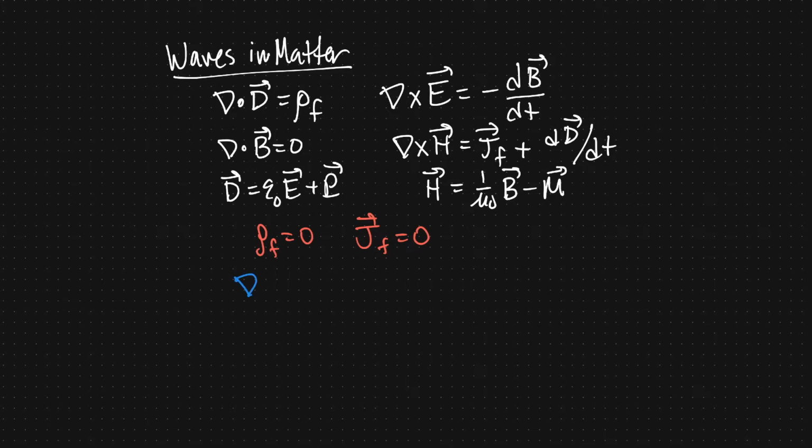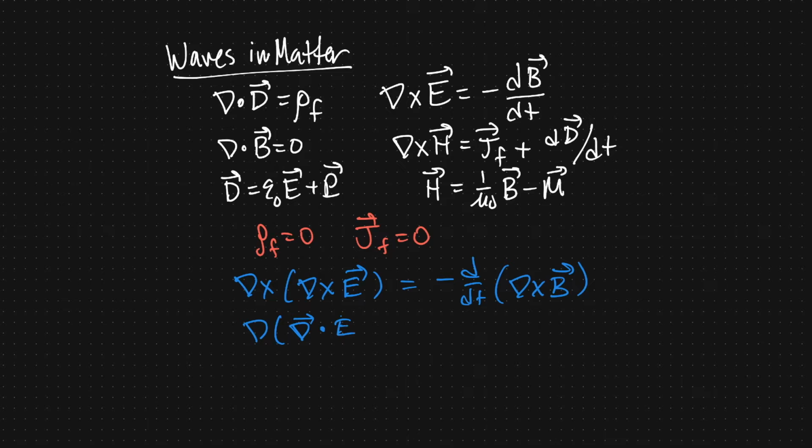So we'll take the curl of the electric field equation that we had before, and that's going to give us the negative time derivative of the curl of the magnetic field as we had before. And then we'll end up with the gradient of the divergence of the electric field as we had before, minus the Laplacian of the electric field, still equal to the time derivative of the curl of the magnetic field as we had before.